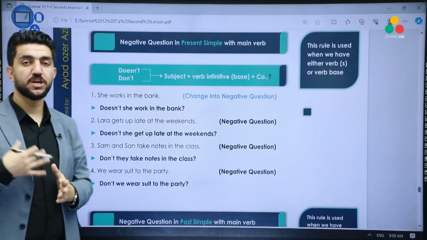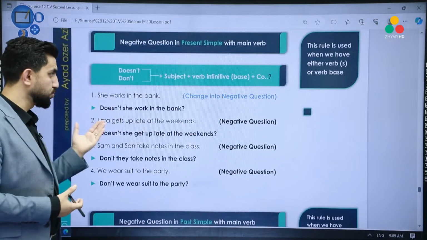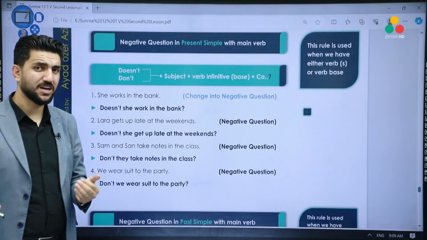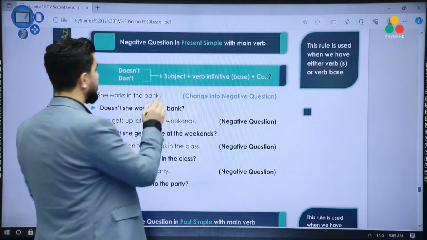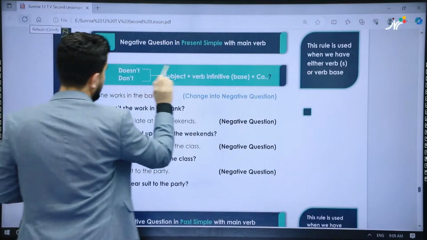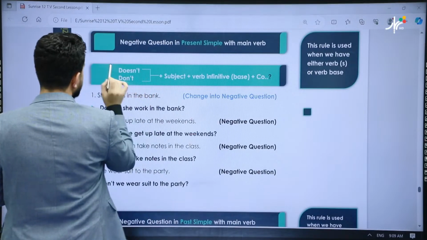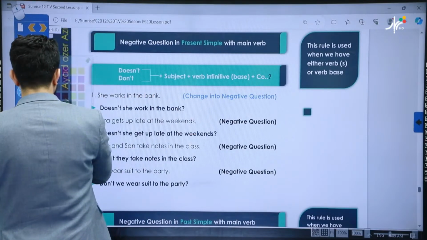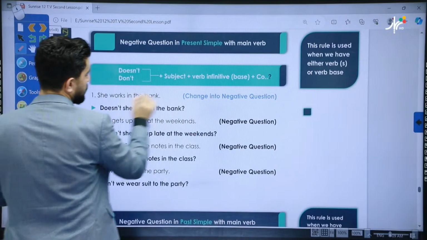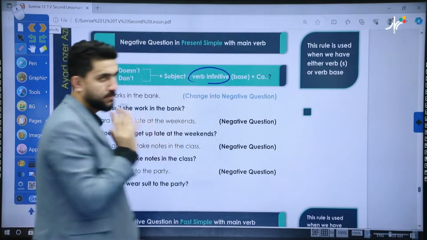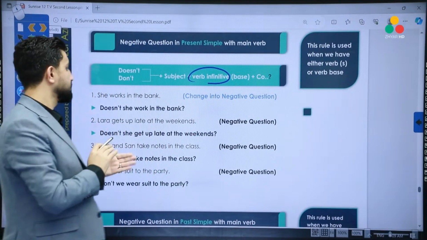And don't forget, when it comes to the verb to do, did, does, they're always followed by the infinitive form. So when you change it to don't or doesn't, you need to use the infinitive form.